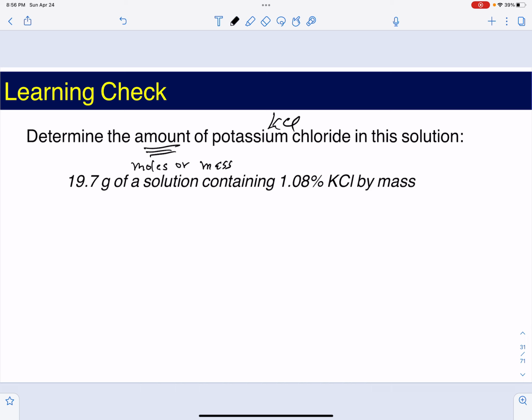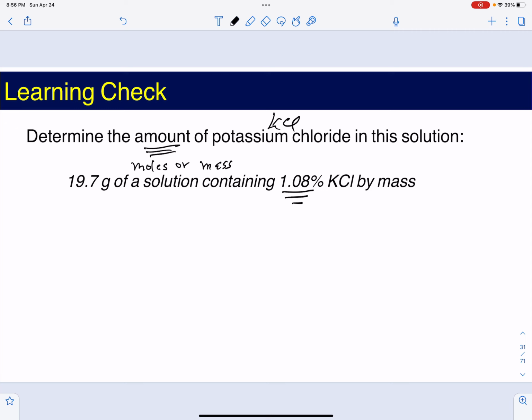So the solution is a solution that is 1.08% KCl by mass, and we're asking to find out, if we have a total solution of 19.7 grams, how much of that is potassium chloride, given that it is 1.08% potassium chloride per solution.